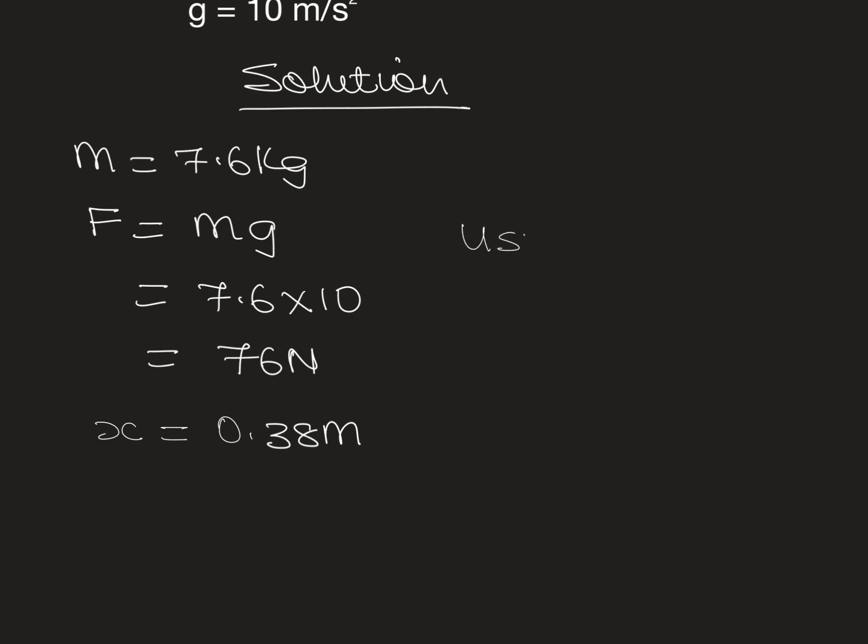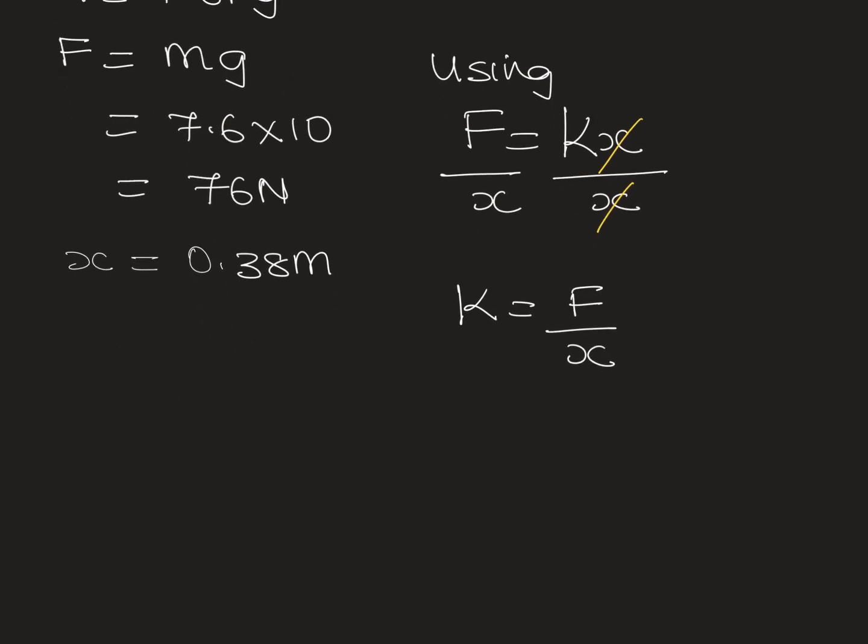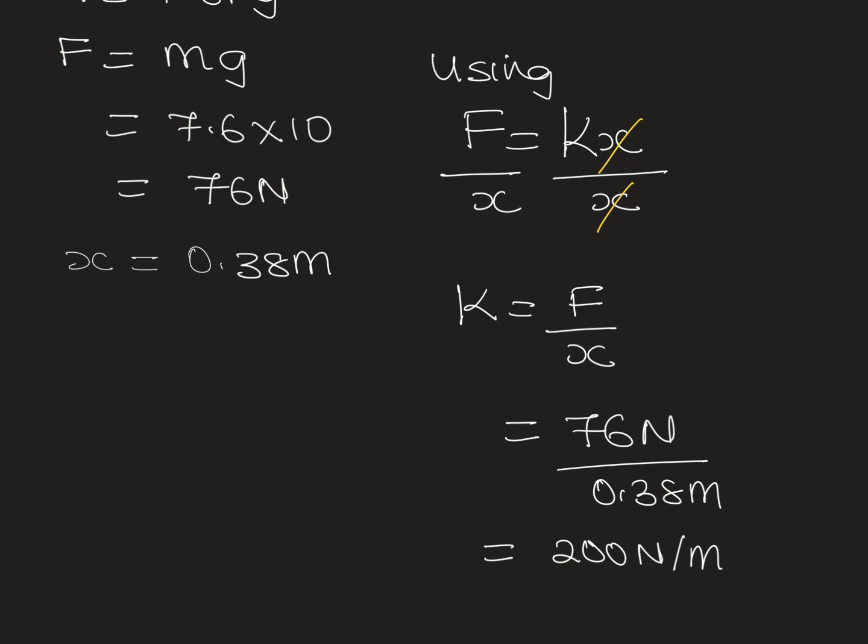Now, using Hooke's law, F is equal to Kx. To find the spring constant, or the force constant, we divide both sides by x. K is equal to F divided by x. The force is 76 newtons divided by the extension, 0.38 meters. So that will be 200 newtons per meter as the spring constant.